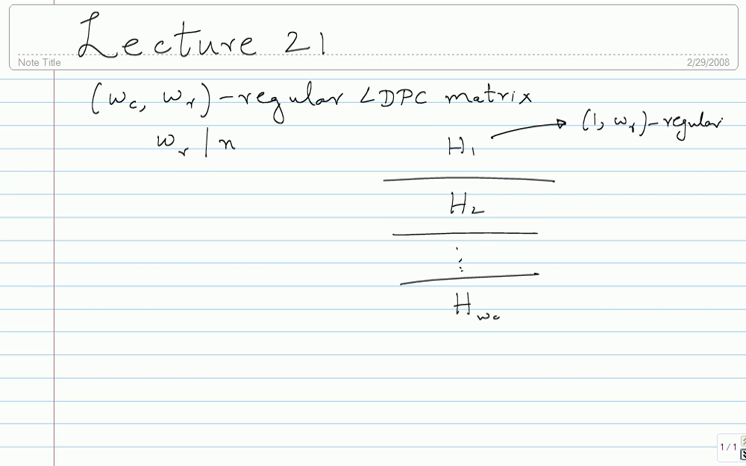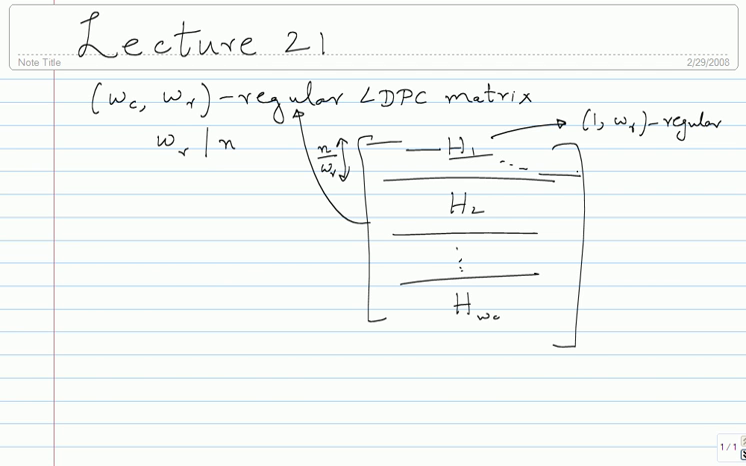So if you put one below the other, the overall matrix will have K equal to WC times WR rows. And for this, you need WR to divide N, otherwise it won't work so smoothly. What is the number of columns here? N over WR. So how do you construct H1? H1 has a very simple structure like this. Just put ones in a stepwise fashion. You put WR ones, put N over WR of them, and you will cover the entire block length N. So this is Gallagher's construction.